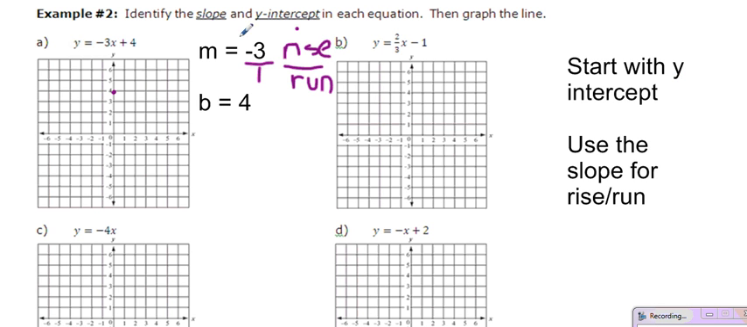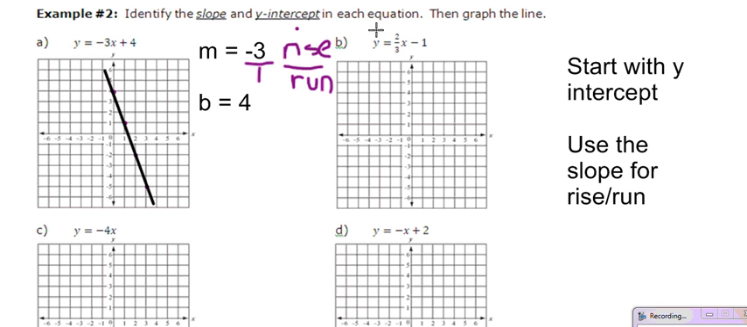So from where I started with the y-intercept, I go down 3 first, 1, 2, 3, and then I go to the right 1. Once I make that process, then I make another point. You want to do this again. I can go down 1, 2, 3, and over 1 to the right. Once you have a good amount of points, then you're going to connect those points to make a line. So there is my line.